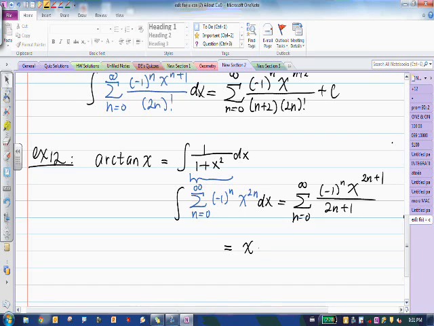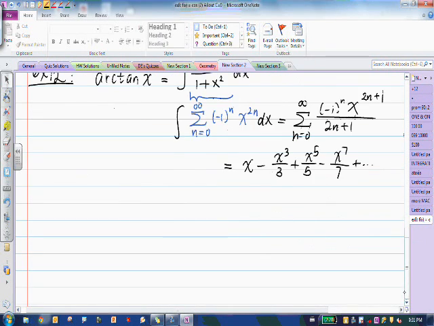Okay, and you can kind of write it out and get a sense of what it looks like. Essentially it looks like this, x minus x cubed over 3 plus x to the 5th over 5 minus x to the 7th over 7 plus dot dot dot. And that gives us an indication that arctangent is in fact an odd function.